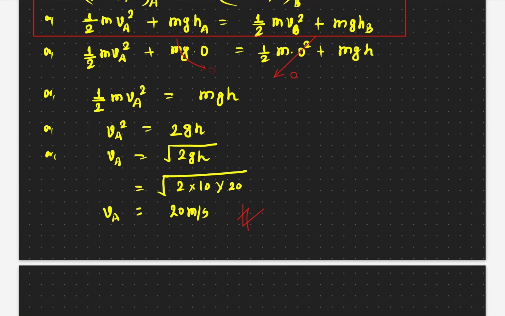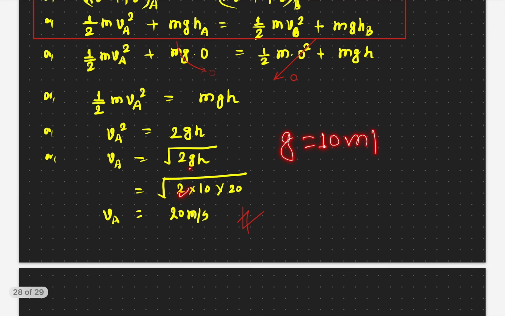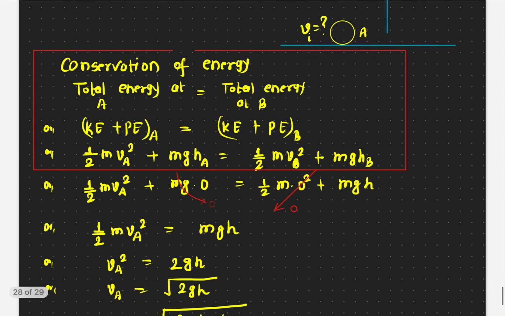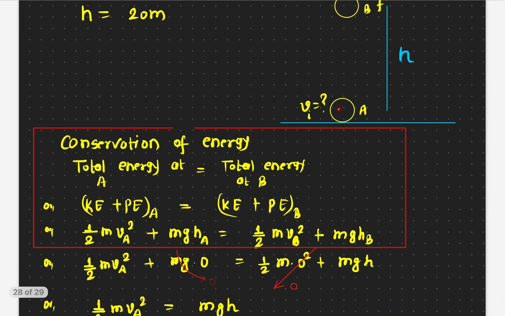So let's plug in the numbers. 2 times g. Just to make the calculation easier, we choose the value of g to be 10 meters per second squared. Height is 20, so if you solve, you'll get 20 meters per second. That's the speed of the ball. That means this ball was projected upward at 20 meters per second. When it came back down, it also came back down to your hand at 20 meters per second. All right.